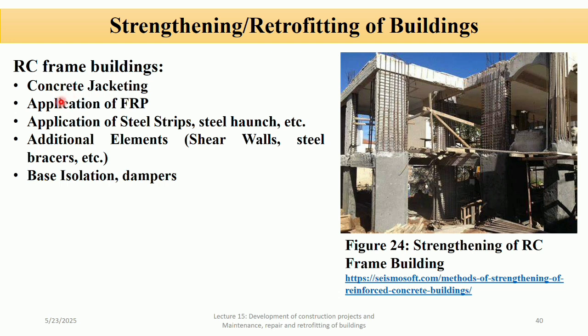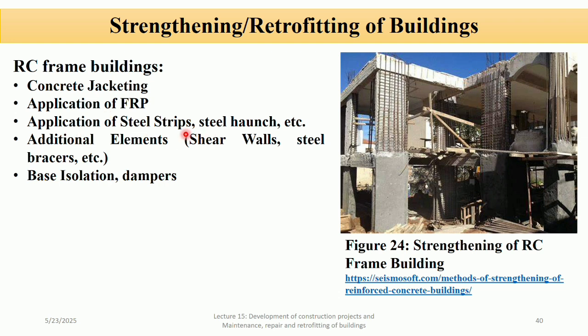The first one is concrete jacketing. So it is a technique in which we add a new layer of reinforced concrete around existing columns, beams, or joints. Application of fiber reinforced polymer. So wrapping structural elements such as column and beam shapes with carbon or glass fiber sheet using adhesives.